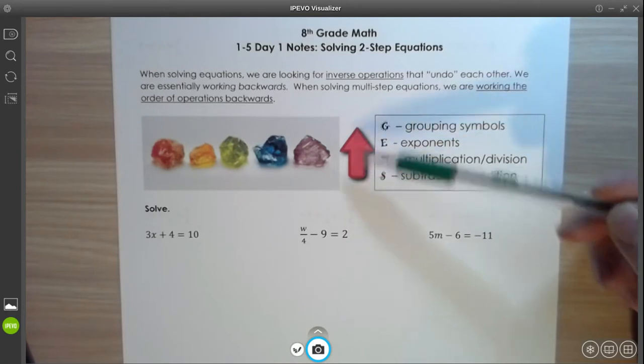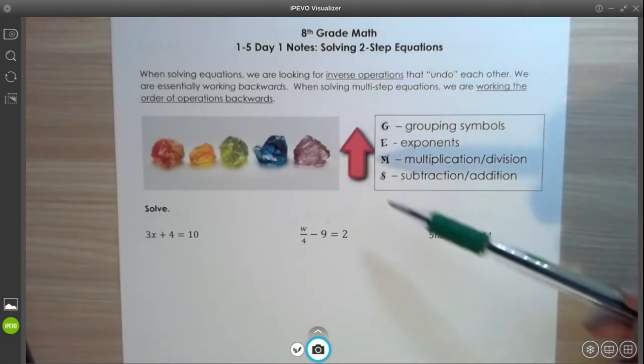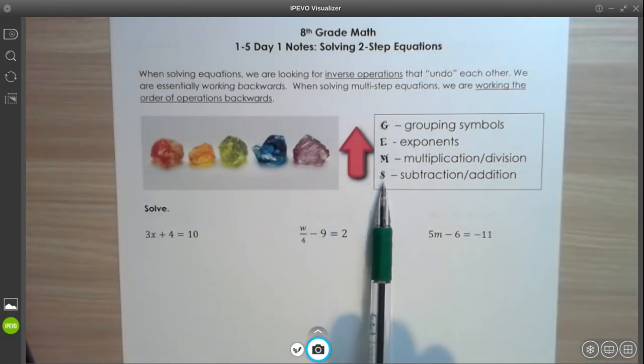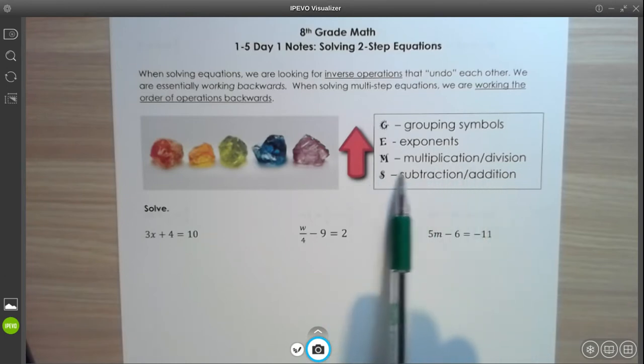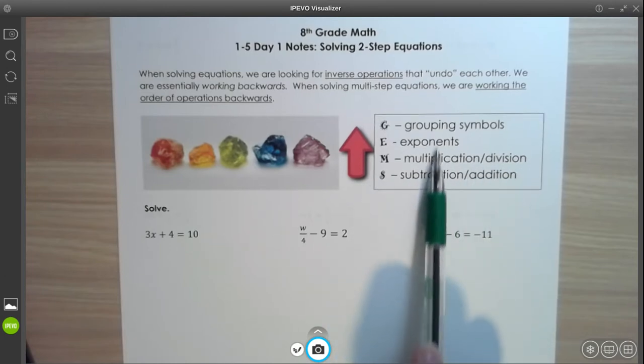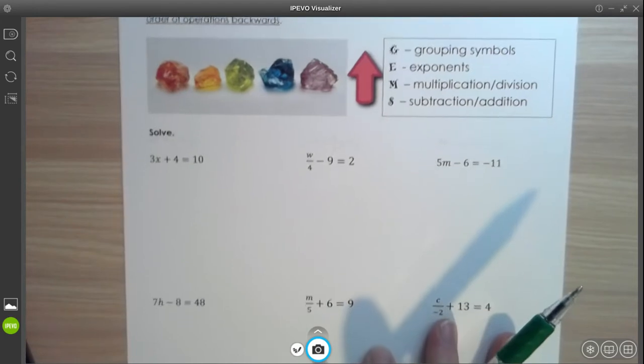There's an arrow here going from bottom to top, and that's going to remind us that we're working the order of operations backwards. We're going to see if we have any subtraction or addition to start with, and then work our way up.